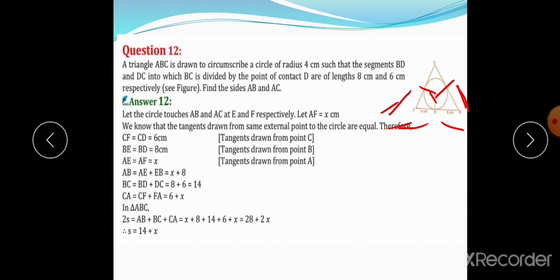Now AE equals AF, because A is the external point. AE equals AF equals X. Now this side total becomes 6 plus X, and this side is 8 plus X, and the third side BC is given as 8 plus 6, which is 14 centimeter.